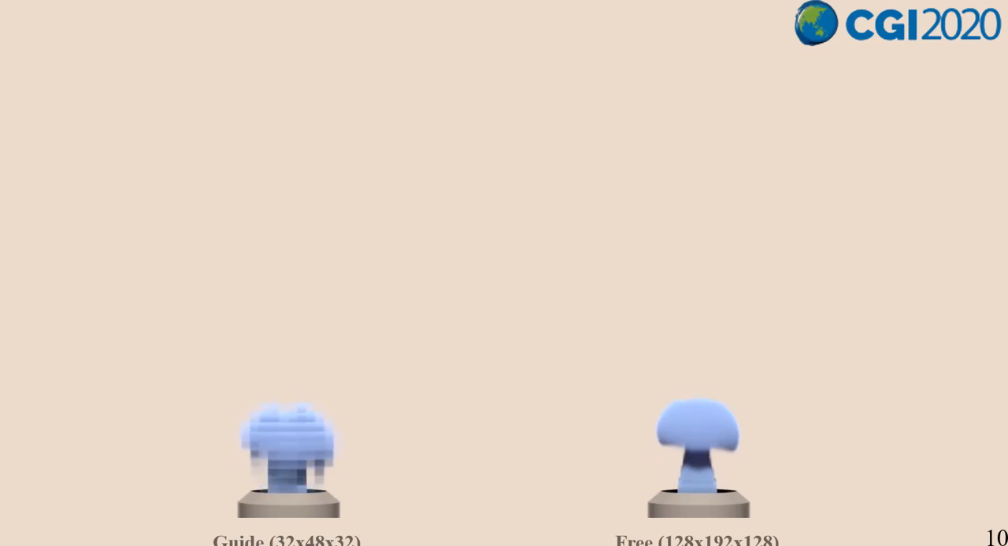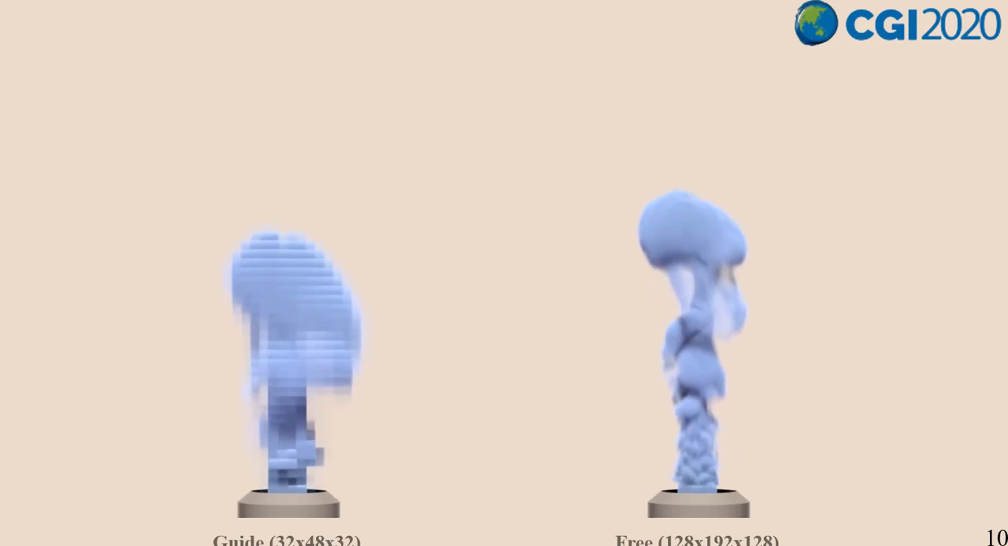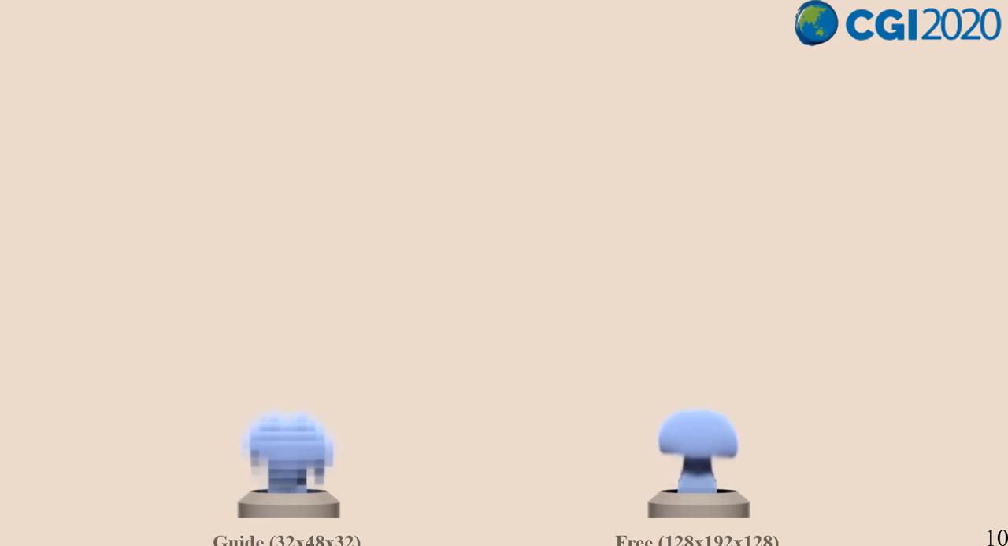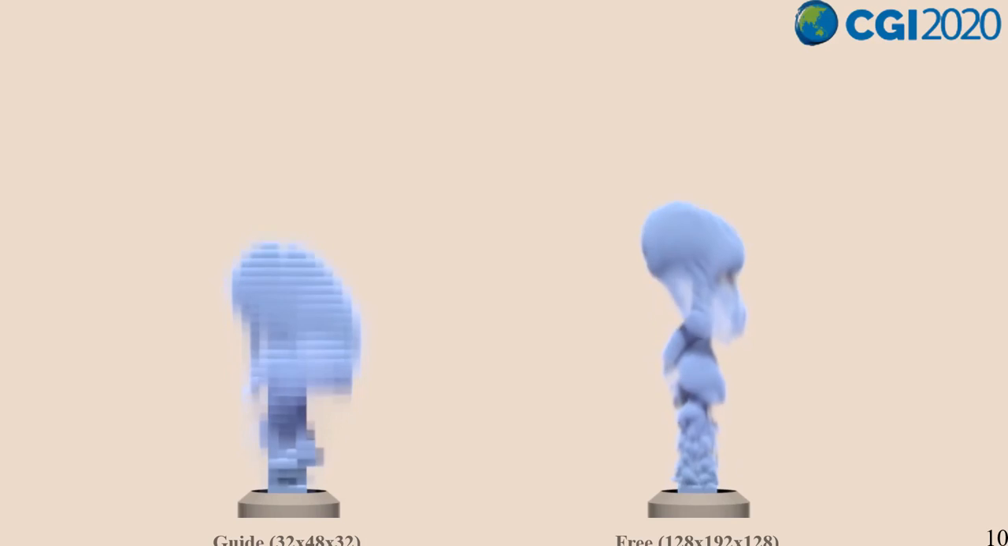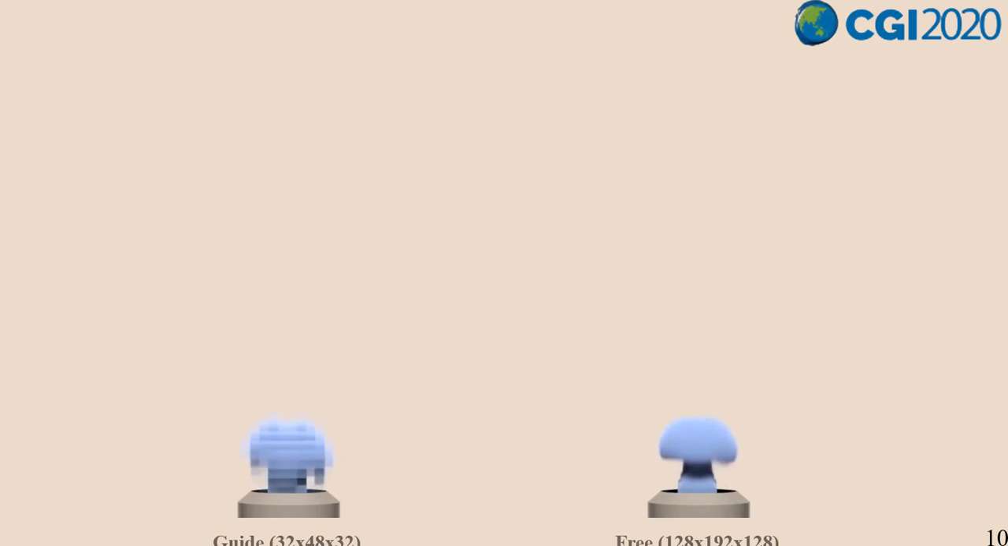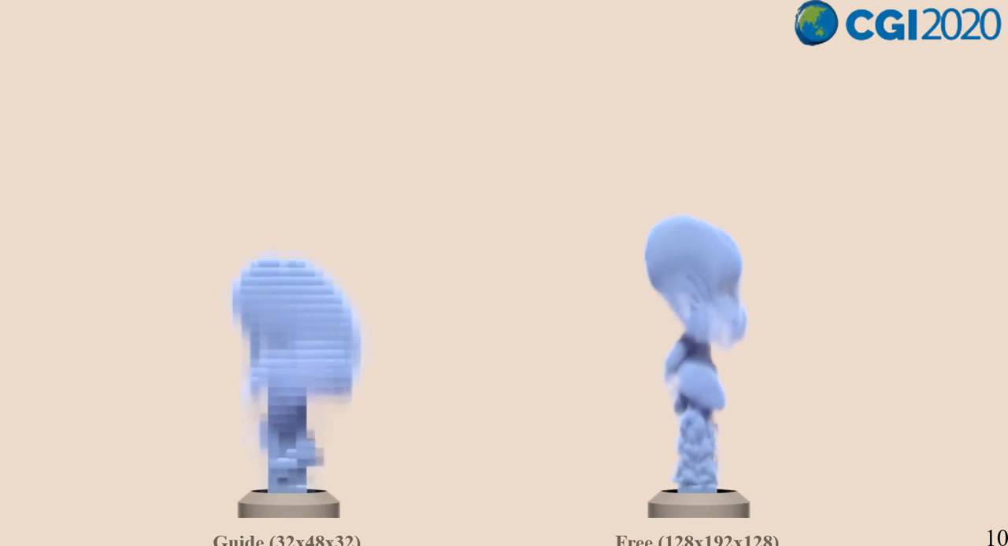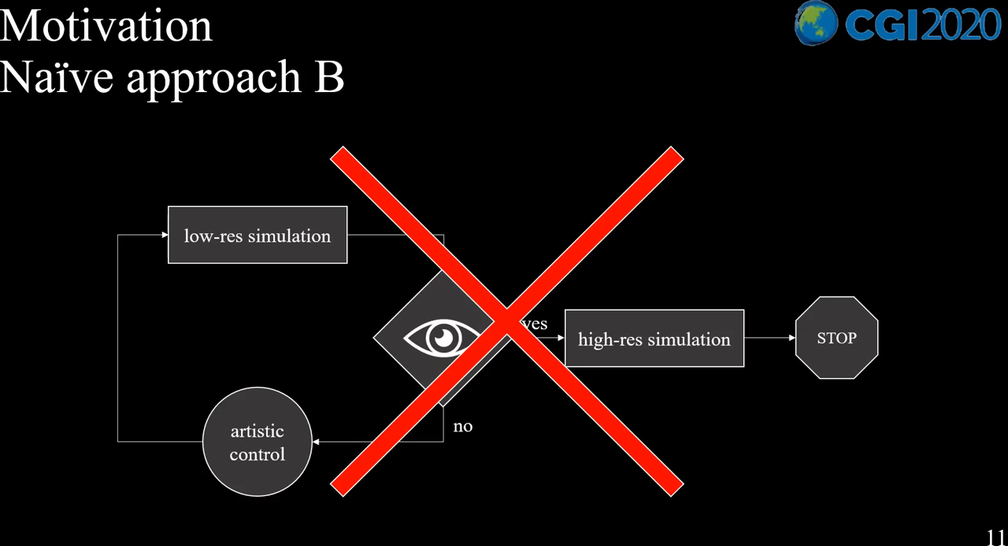In this example, we generate two different simulations using the same initial condition, but with different grid resolution. As you can see, increasing the resolution produces different smoke behaviors, leading to unpredictable simulation when going from low to high resolution. Therefore, such a naive approach also does not work, since the final high-resolution simulation is not predictable.